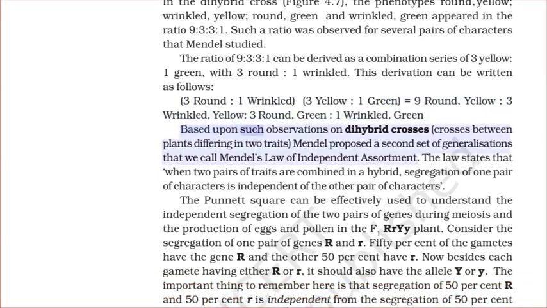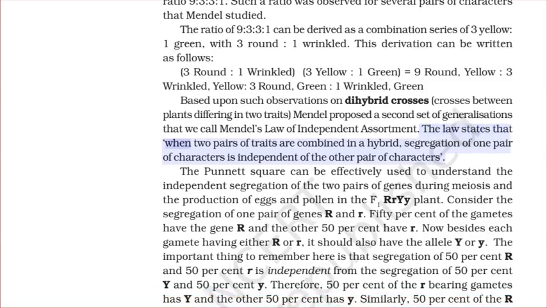Based upon such observations on dihybrid crosses between plants differing in 2 traits, Mendel proposed a second set of generalizations that we call Mendel's law of independent assortment. The law states that when 2 pairs of traits are combined in a hybrid, segregation of one pair of characters is independent of the other pair of characters.